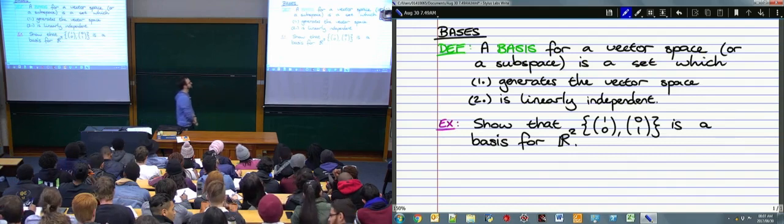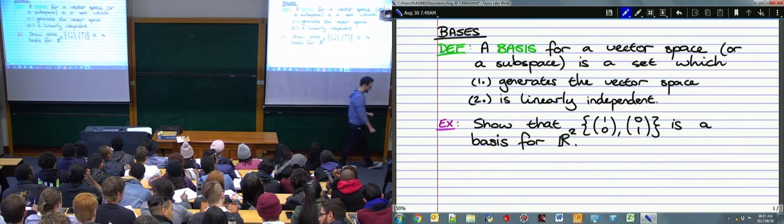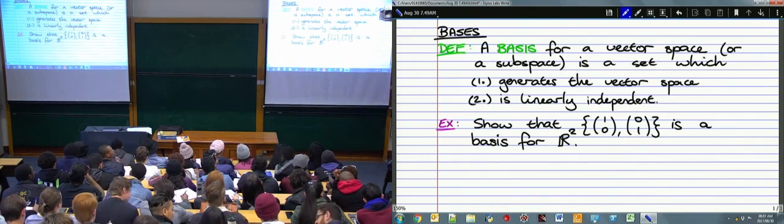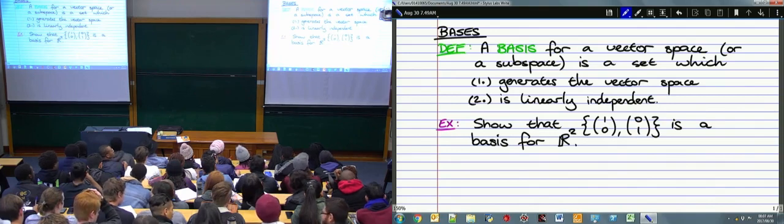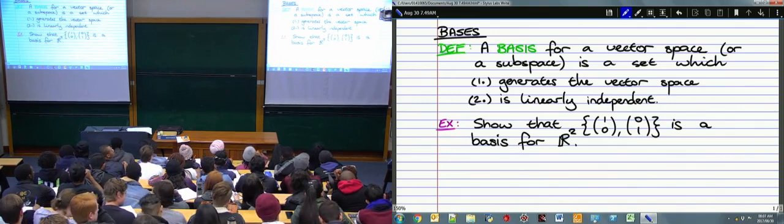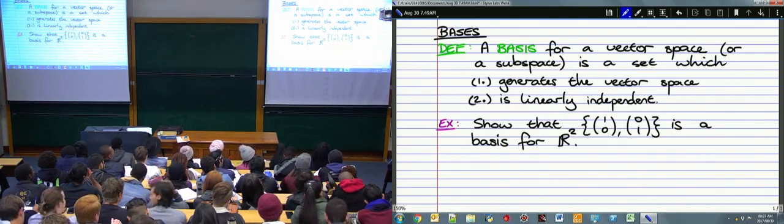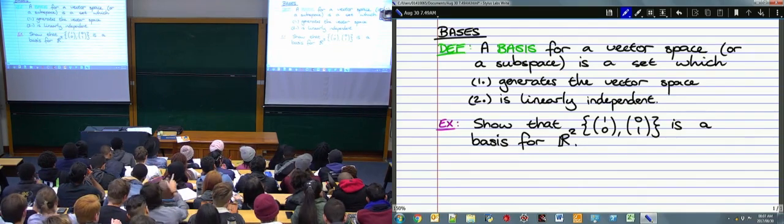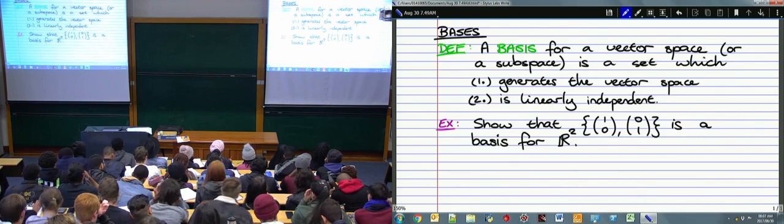Okay, we're going to show that (1, 0) and (0, 1) is a set with two elements, and that this set is a basis for R2. So we've got to check two things: that it generates the entire vector space, and that it's linearly independent. Most of the time it's easier to do it in this order, because then we can reuse some of our calculations for part 1 when we get to part 2.